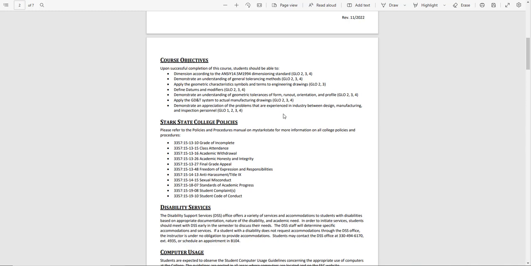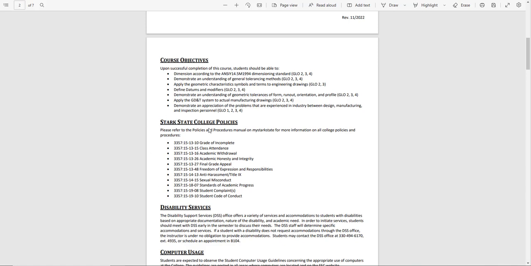The next one would be to demonstrate an understanding of general tolerancing methods. Number 3, apply the geometric characteristic symbols and terms to engineering drawings. Number 4, define datums and modifiers. We're going to spend a lot of time on that in this course. Next one is demonstrate an understanding of geometric tolerances of form, runout, orientation, and profile. Those would be all in your chapter lessons. And apply the GD&T system to actual manufacturing drawings. We're going to be doing that as we go along. And demonstrate an appreciation of the problems that are experienced in industry between design, manufacturing, and inspection personnel.